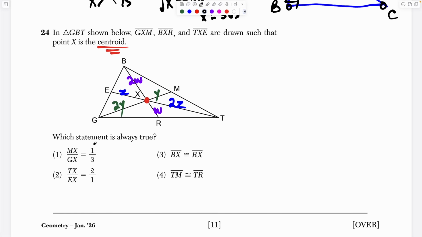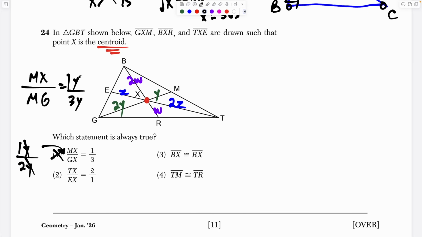MX, so you see how MX is Y? This is Y over GX, which is 2Y, simplifies to 1 over 3. That's not true, because when Y over Y cancels here, we're left with 1 over 2, not 1 over 3. This would be correct if I said MX over MG. Then this would work out to 1/3, because MX is still equal to Y, and MG would be Y plus 2Y, or 3Y. But that's not what's written here, so choice 1 is out.